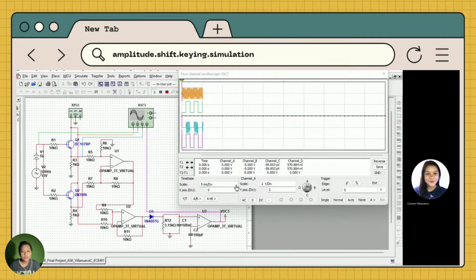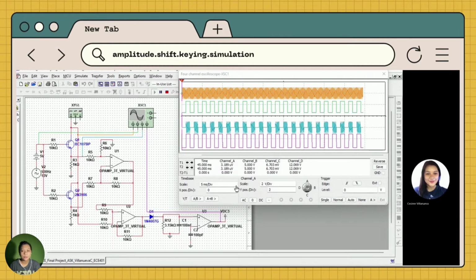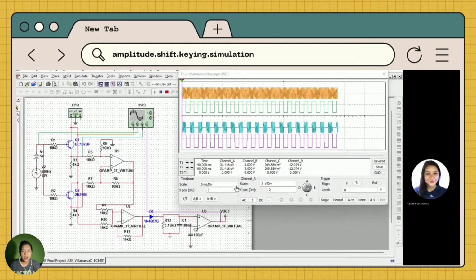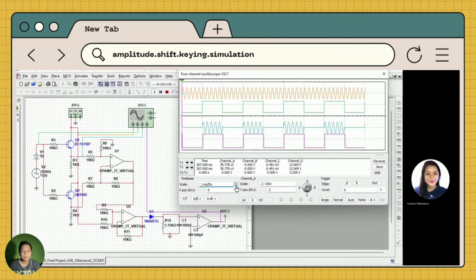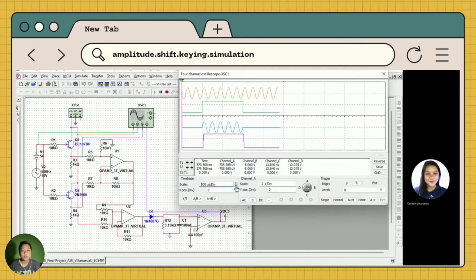While in the demodulator circuit, we also have a 3-terminal operational amplifier, 1N4007G diode, 3.15 kiloohm and 10 kiloohm resistors, and capacitors with 100 millifarad and 100 picofarad.